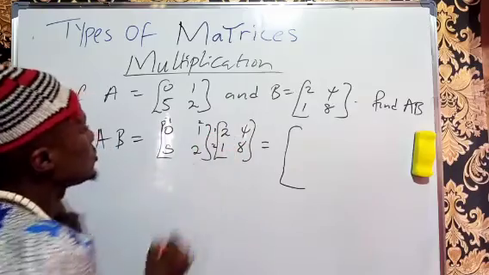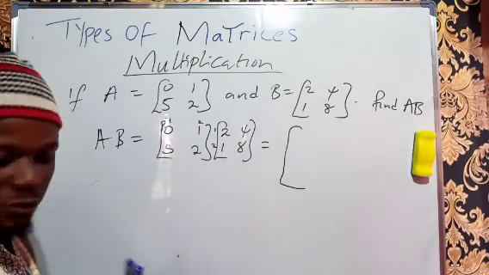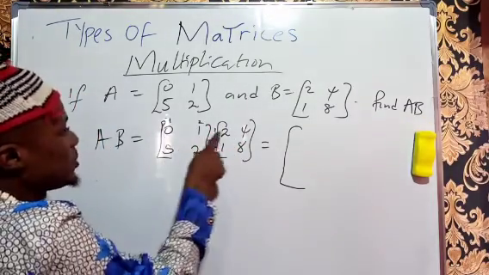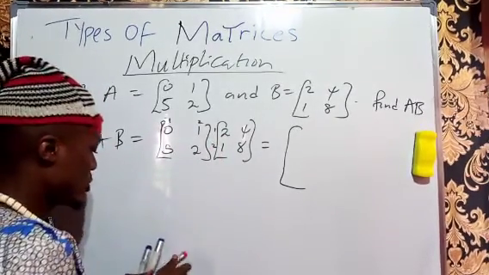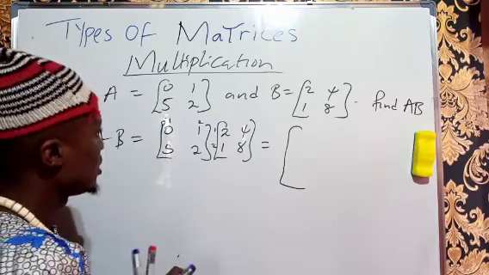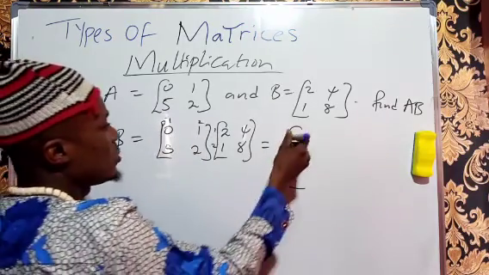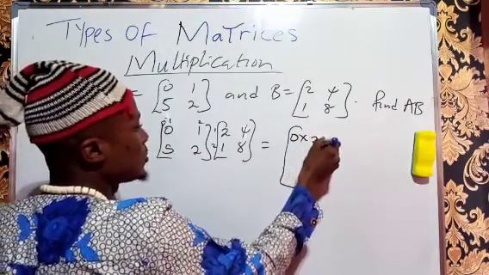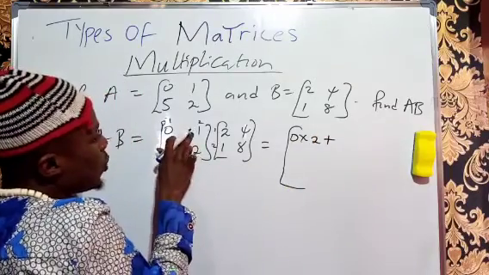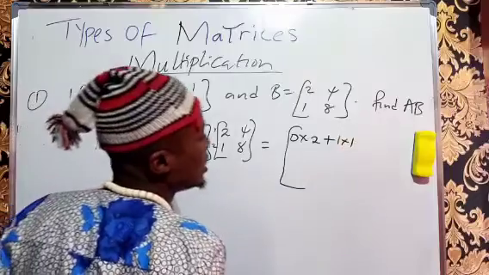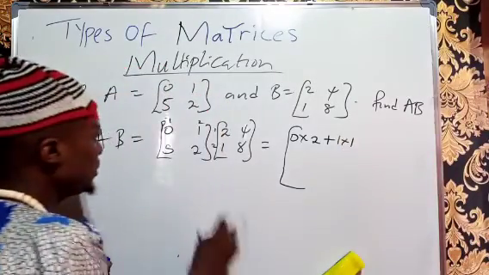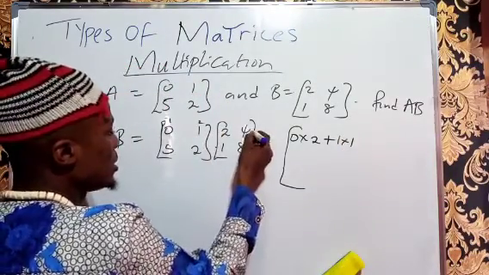Why this one here is 2? Okay, the idea in this multiplication is that the first will multiply first, plus second will multiply second. So what I will write here is just first multiplying first, which is 0 times 2 plus 1 times 1. I'll give a space.